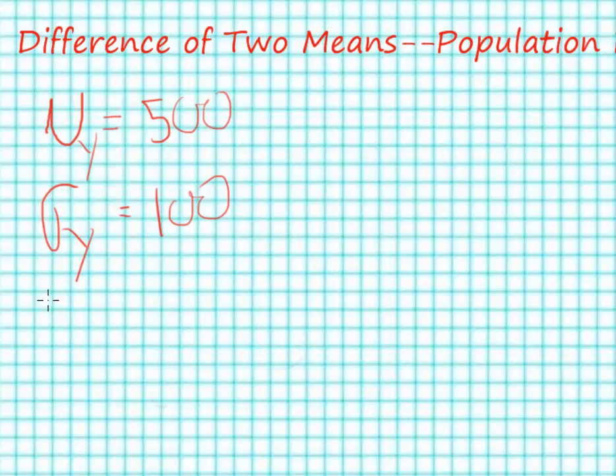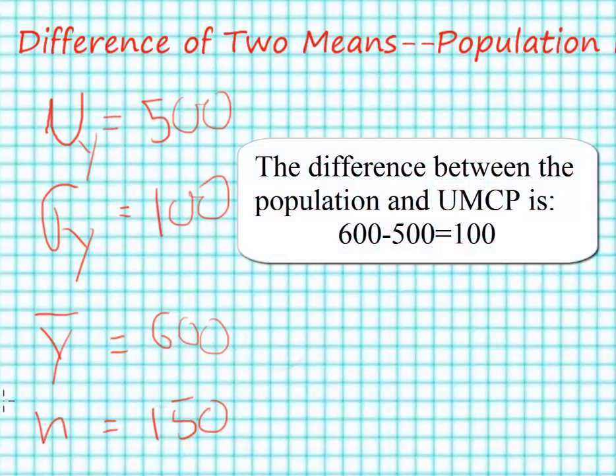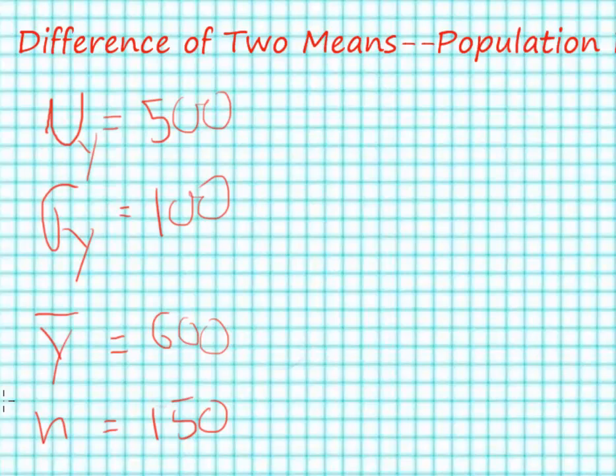We have a sample of UMCP sociology undergraduates, and they had an average score on this SAT of 600, and we talked to a sample size of 150 individuals. We observe here that there's about a 100-point difference between UMCP undergraduates and the average for the math score, and we'd like to know if this group of UMCP undergraduates is statistically significantly different from the average mathematics grade.